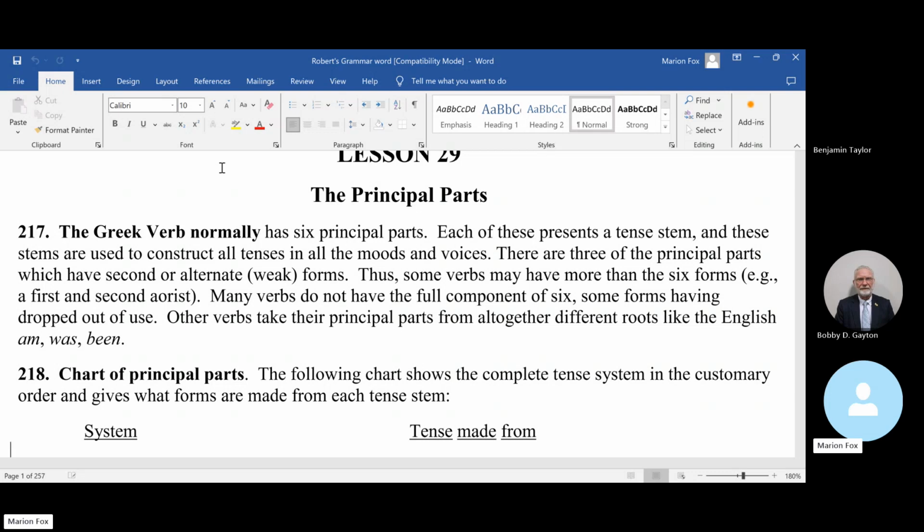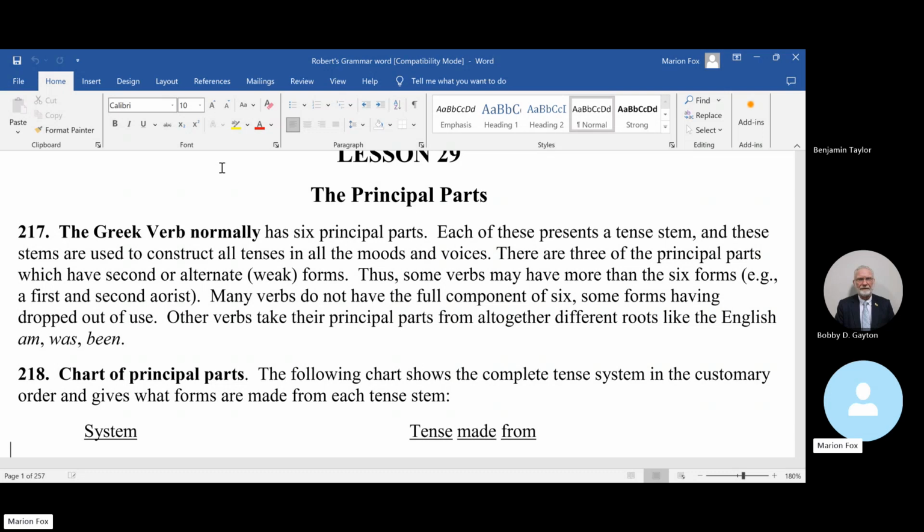And so Greek has something like that, probably because they had all the city-states with the different dialects, and they probably pulled in some words from these other ones. Most of it's Attic type, the Attic, which is from Athens, but we have other dialects probably work their way in somehow, okay? And so the Greek verb normally has 6 principal parts. Each of these presents a tense stem.